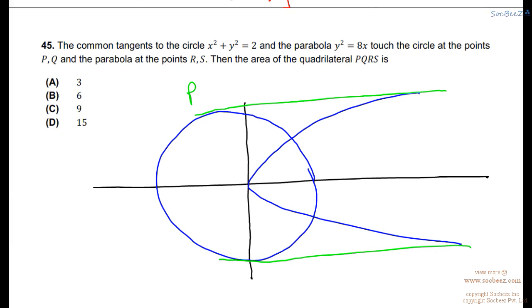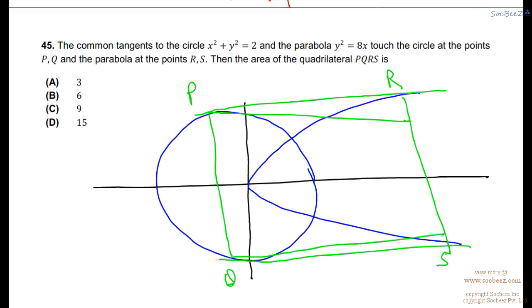Suppose this is P, this is Q, this is R, and this is S. So they are asking us to calculate this area. Fine. So let's see what these points correspond to particularly.